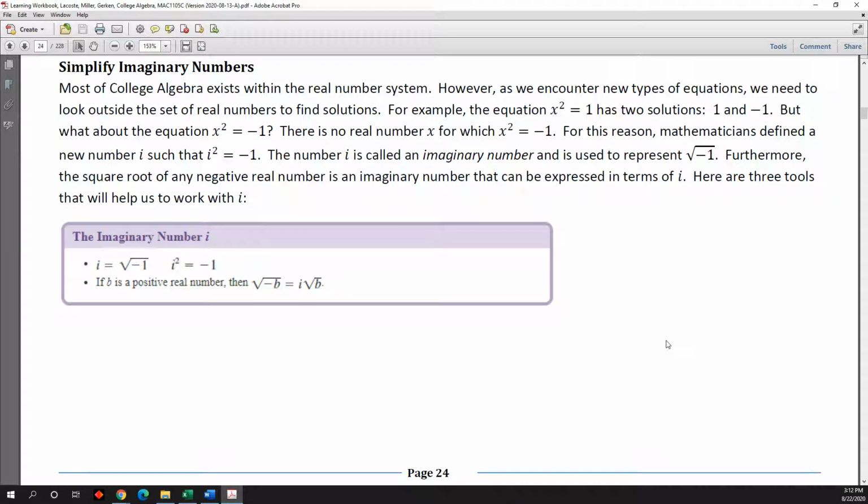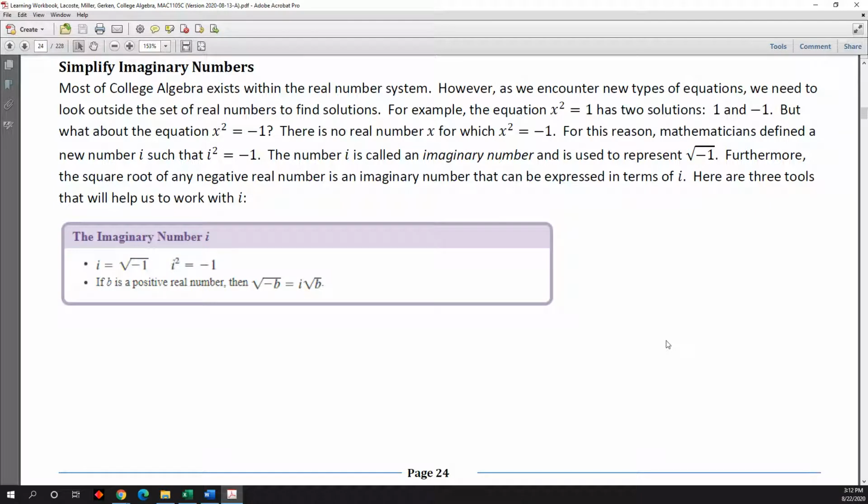The topic of this video is simplifying imaginary numbers. Most of algebra exists within the real number system. However, as we encounter new types of equations, we need to look outside the set of real numbers to find solutions. For example, the equation x squared equals 1 has two solutions, 1 and -1. But what about the equation x squared equals -1?